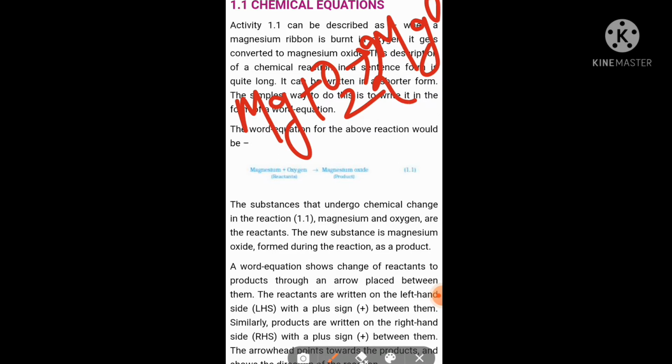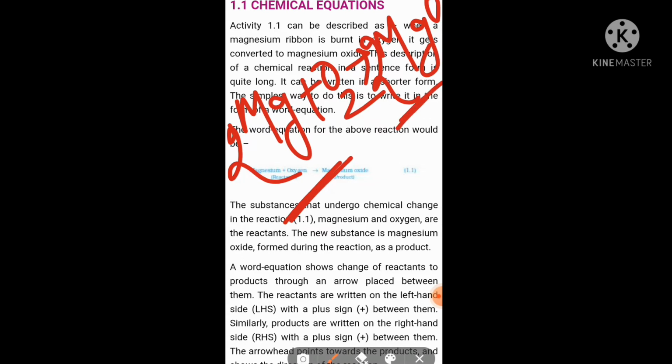Now put 2 on the right hand side. Now see, oxygen on the left hand side is equal to the right hand side, but the number of magnesium atoms on the left hand side is 1 and on the right hand side is 2. So put 2 on the left hand side. Now see, the number of magnesium on the left hand side is 2, right hand side is 2. The number of oxygen on the left hand side is 2 and right hand side is 2. So now we can say that this reaction is balanced.